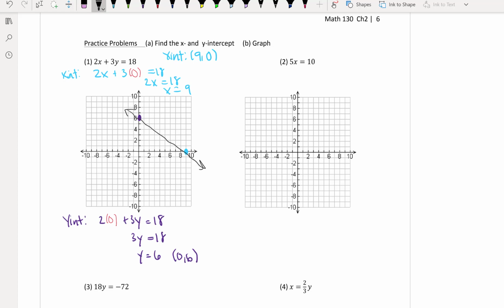So hopefully you guys have rulers, or at least you have that option in Newton to make it a straight line. I'm just kind of freehanding it, but I think more or less you get the idea.